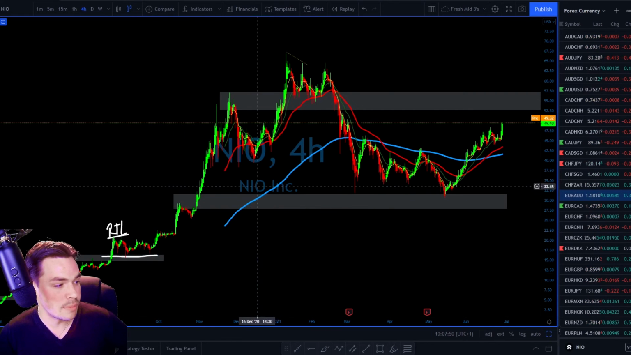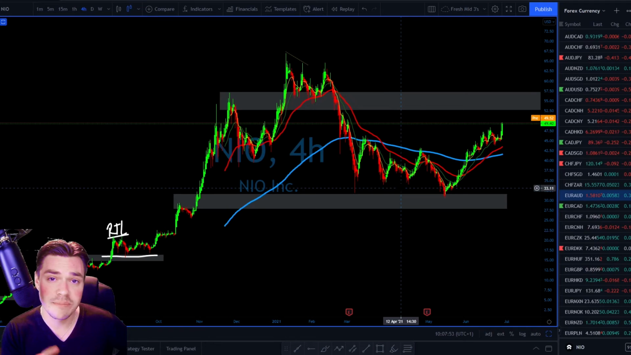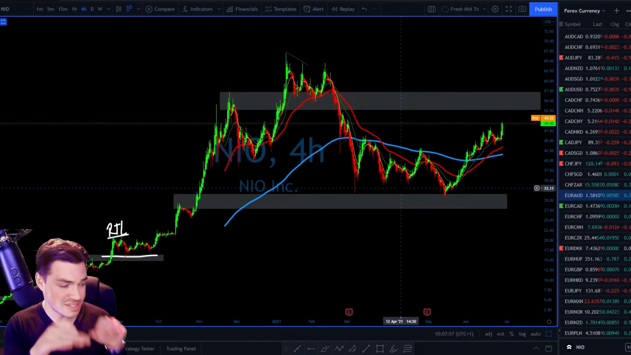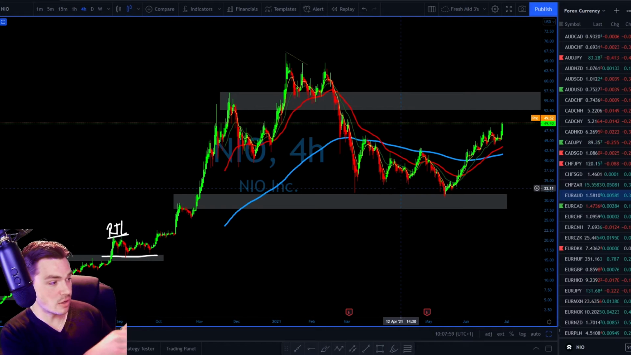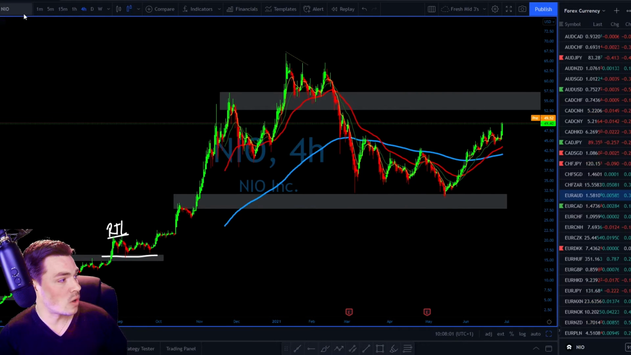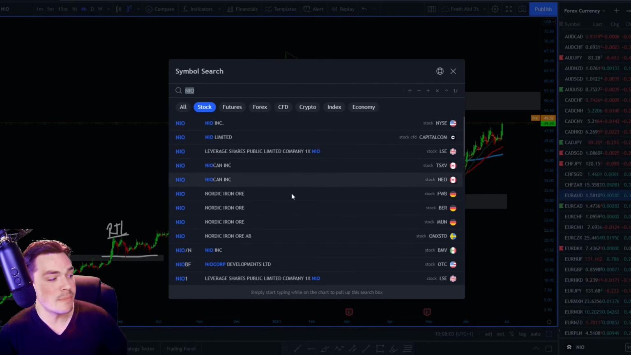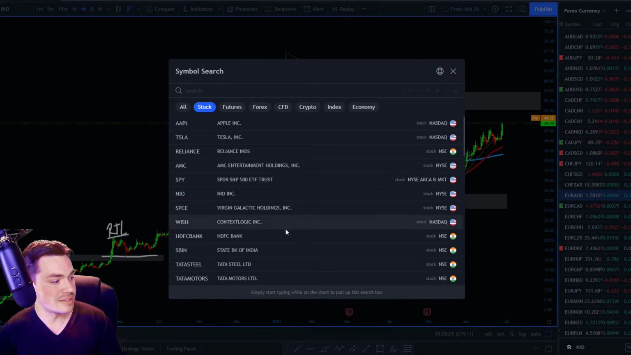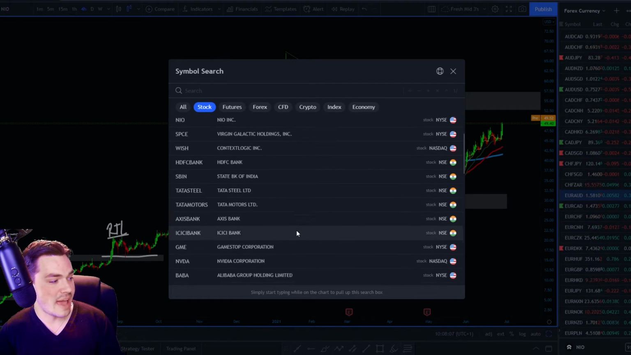Supply and demand equilibrium theory: tons and tons of big firms and big institutions are going to have all of their pending orders sat on these big areas of liquidity. That is why no matter what stock you look at, what any market at all that you look at, you are going to see supply and demand aspects everywhere.